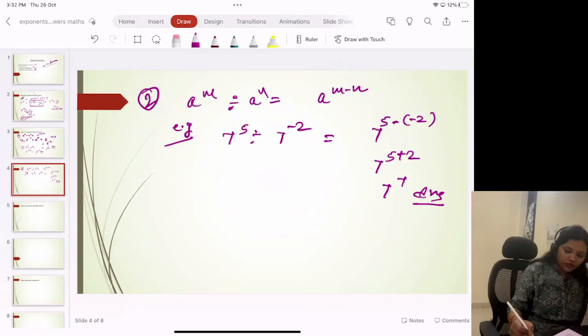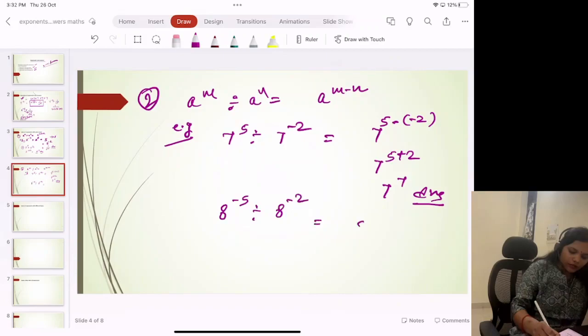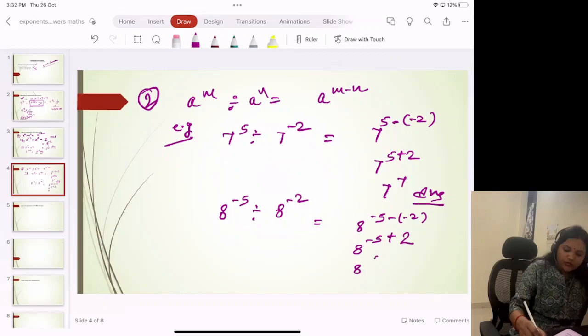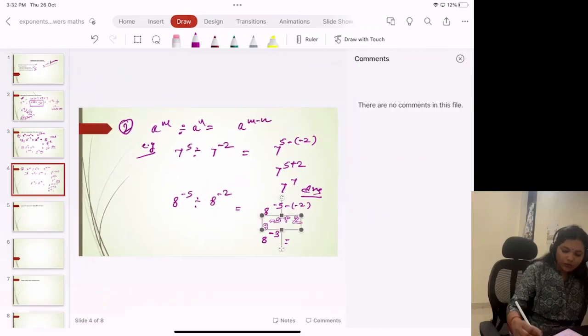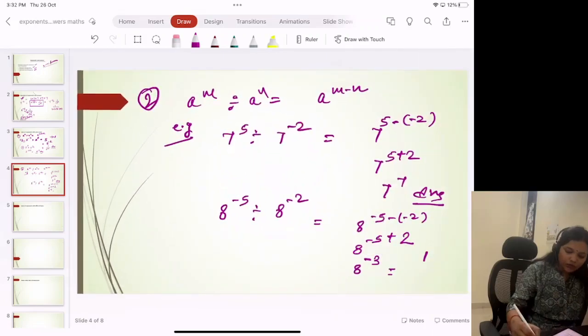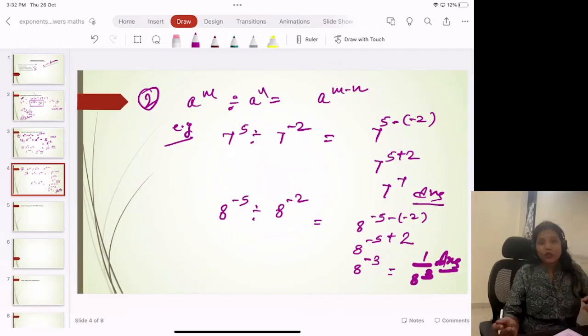Okay, if I write 8 to the power minus 5 divided by 8 to the power minus 2, it simply becomes 8 to the power minus 5 minus minus 2, right? Minus minus plus 2. Okay, minus 5 plus 2 is minus 3, the sign is with the greater sign, minus. So when you take it in the denominator, it will become reversed, so it will become 1 upon 8 to the power 3. This is your answer, correct?